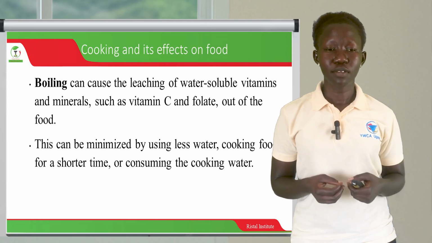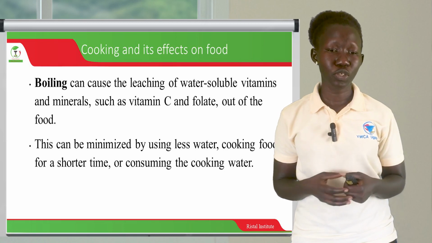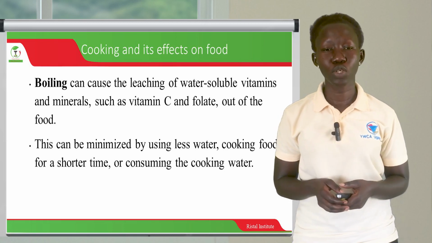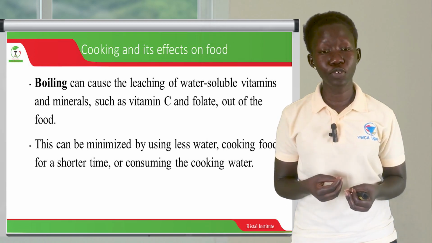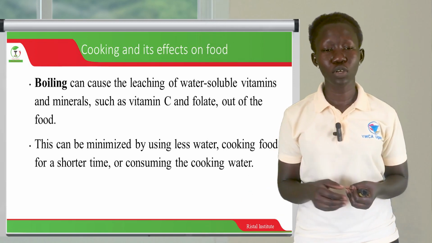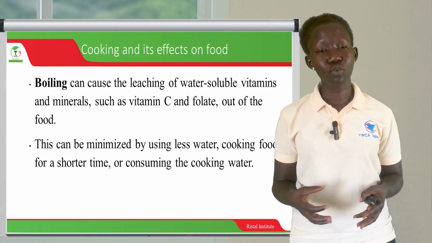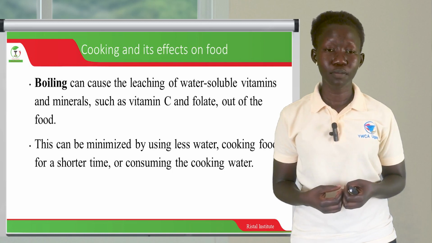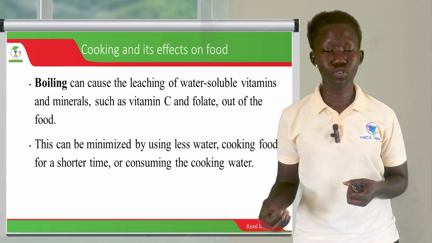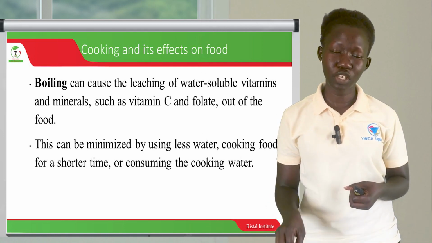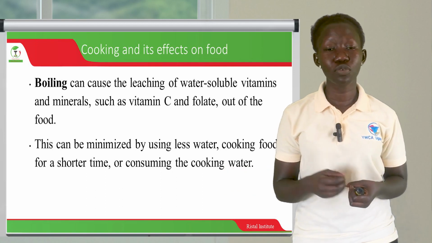And how do you minimize this? You can minimize this by using less water, by cooking food for a shorter time, or consuming the cooking water. Most of us cut fruits or vegetables and we pour out the water after washing. It's not right. Because when you wash these vegetables after cutting, there is a larger surface area over which they lose nutrients. And all those nutrients are leached into the water you have washed in.